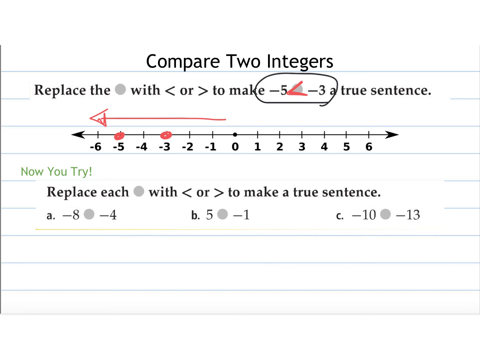But -8 would be less than -4. 5 would be greater than -1. And -10 would be greater than -13, because you'd come to -10 first if you're counting backwards from 0, and then you would get to -13.